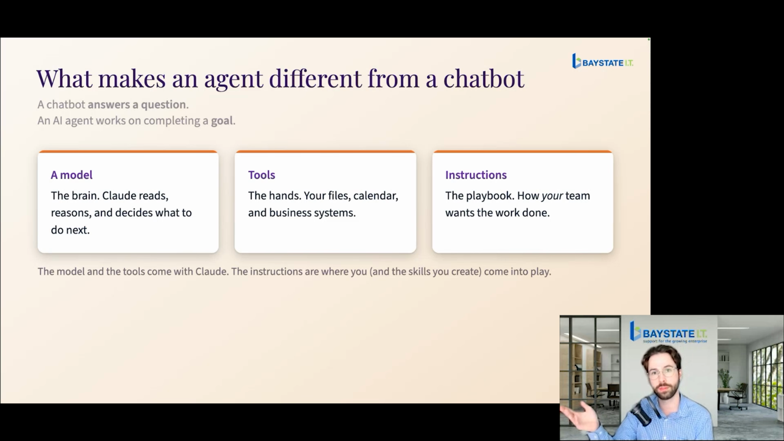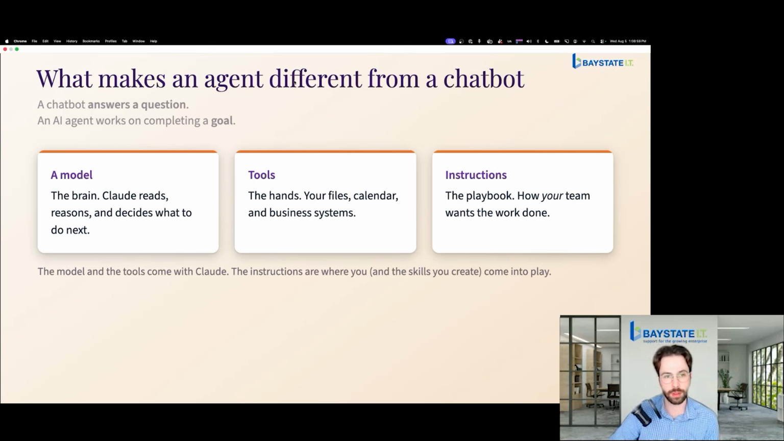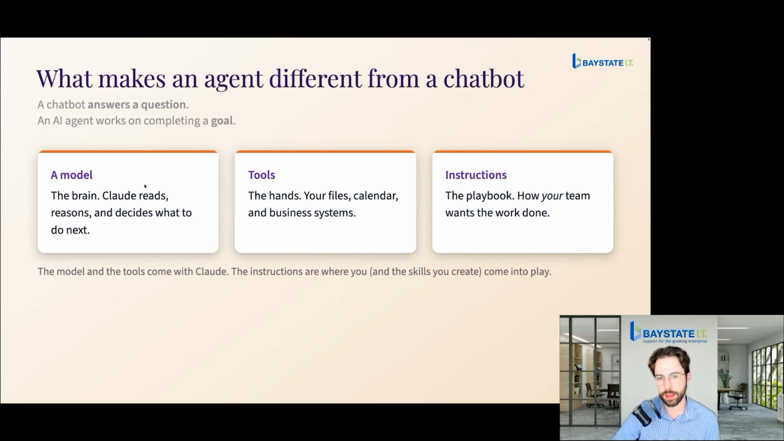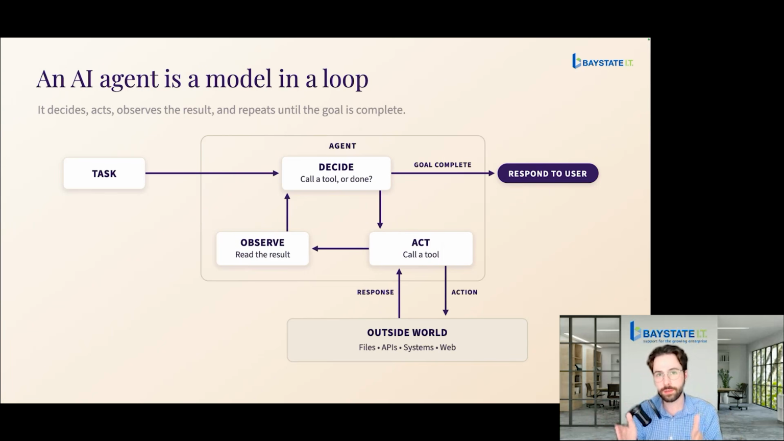Specifically, it has tools in a loop. So it has the base model. We started with just models back in the day of the initial creations of these chatbots. Later on, we added tools and instructions. And skills are where they play in with instructions. But the model and tools come with Claude. Again, we're focusing on Claude today, but this does parallel to other providers. And the instructions are where you and the skills come in. This is what an agent is. Now, it might be a little complicated, but I'm just going to walk through it.